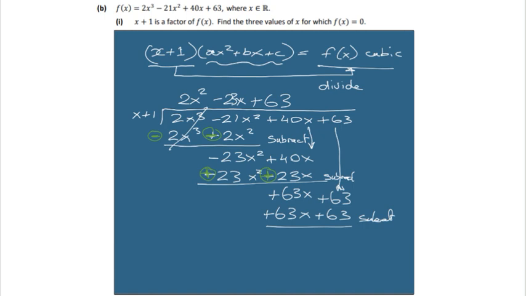Okay, so that's awesome. So we have the cubic divided by the factor. So that will give us a quadratic. These two are the quadratic. So we've got to factorize this now, and then we can get the two roots. So we're going to factor the quadratic.